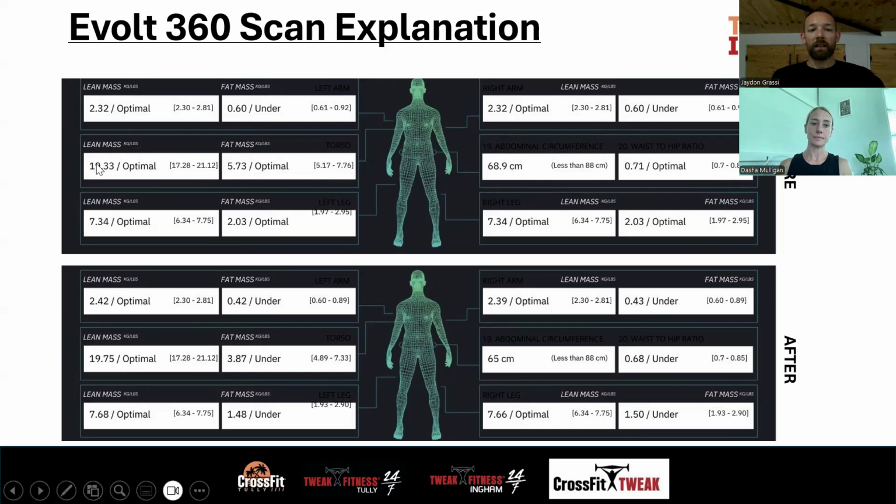Obviously, we can see the lean mass and fat mass in our trunk here. Again, a straight-up comparison from previous, right? So we can see 19.3 kilos of lean mass versus 19.7 kilos of lean mass in our after scan. Maybe that's something you can talk about, Dasha. Why would we see that increase, even though this person has become leaner? Why would our lean mass increase in our torso, as an example?